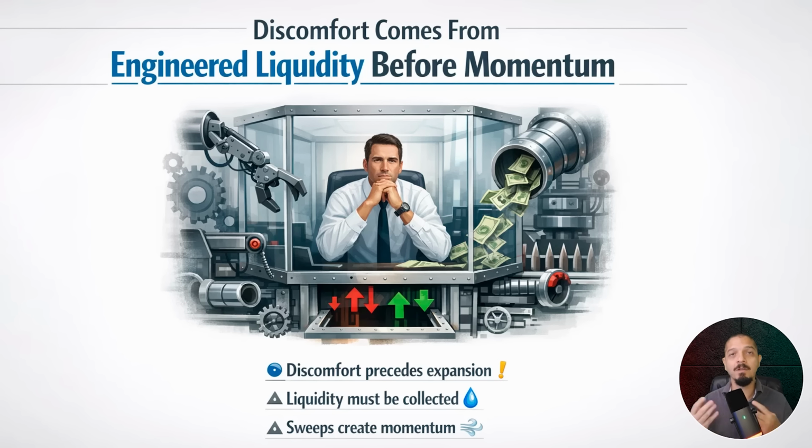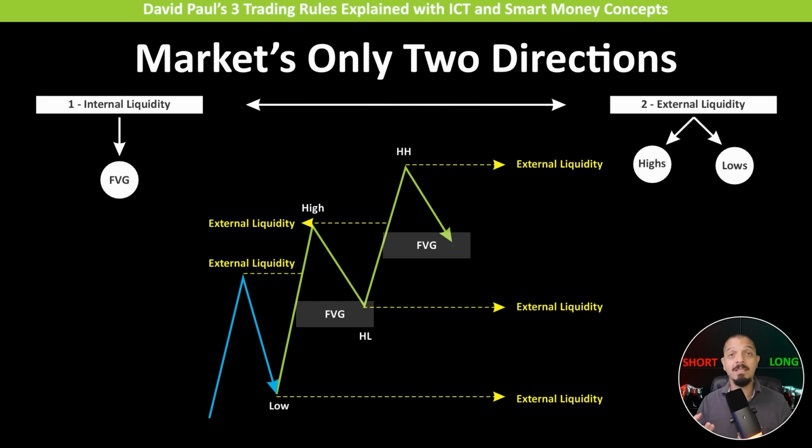What makes a trade feel hard is not randomness, it is not bad luck, and it is not because the strategy does not work. It feels hard because price is doing something very specific before the real move begins. In most cases, that discomfort comes from liquidity being engineered in the market. So before we go any further, we need to understand how liquidity actually works and why price must sweep it before moving with momentum.